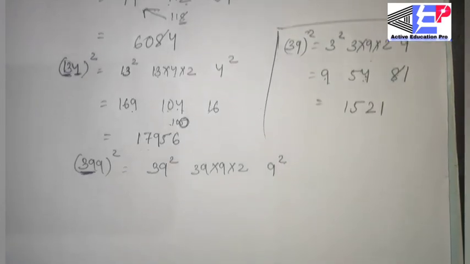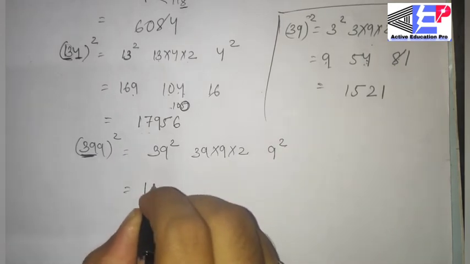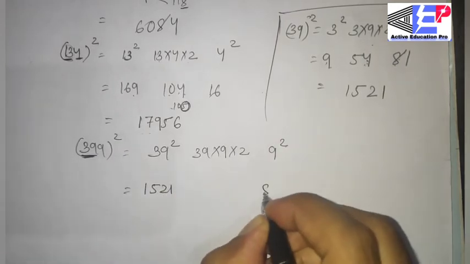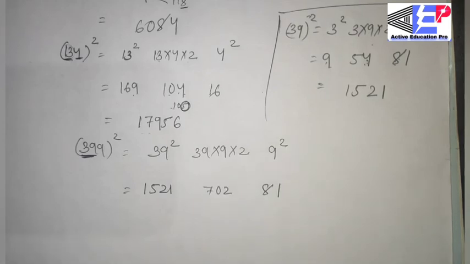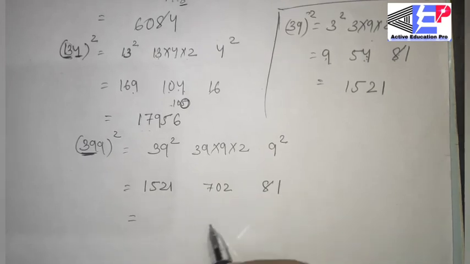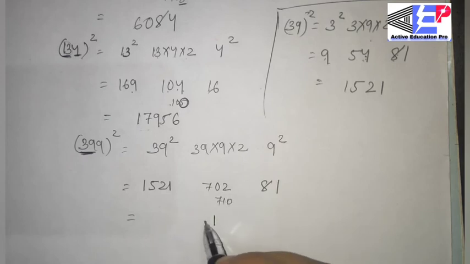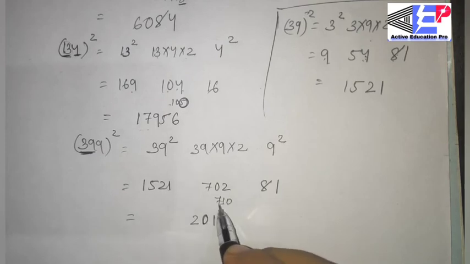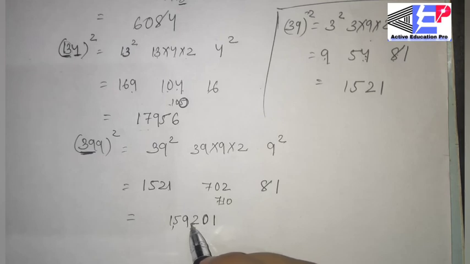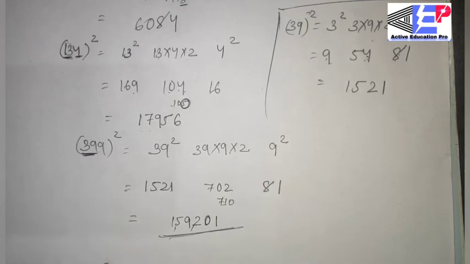So 1521 is the square of 39, and this is 81. 39 nines are 351, and 351 twos are 702. Now add the unit digit places. This is 1 and 8 is added to it, so this is 710, and 0 is the unit place. Again 71 is added to it, giving 2915. So this is 159,201, the square of 399.